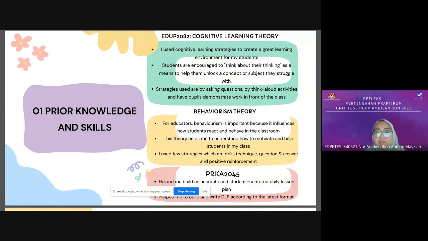And next is the PRKA 2045, where through this subject, especially when I deal with my supervisor, Dr. Kana, I know that she hasn't come to my school yet, but she's coming this Thursday. From this subject, I learned how to build an accurate and student-centered daily lesson plan. And also, when I sent her my DLP for the first observation before this, she helped me to make improvements on my lesson plan, and it must follow the latest format that has been set by the IPG. Okay, so next.